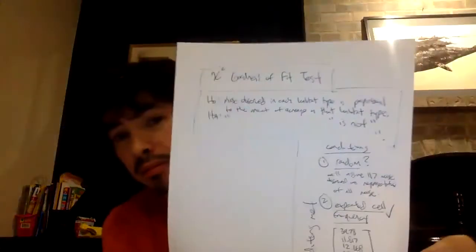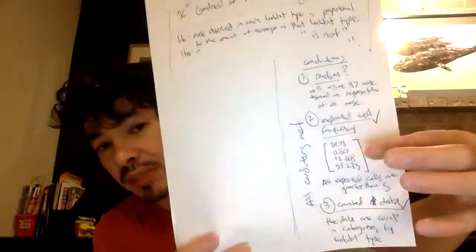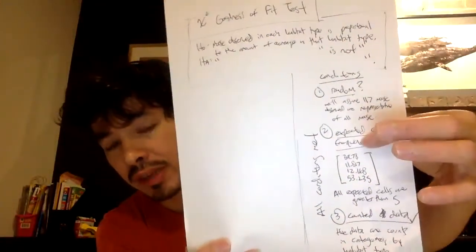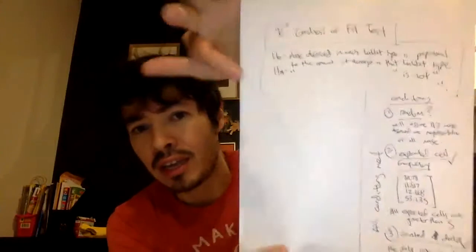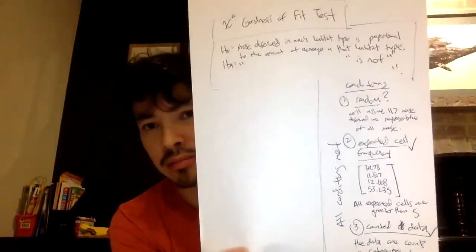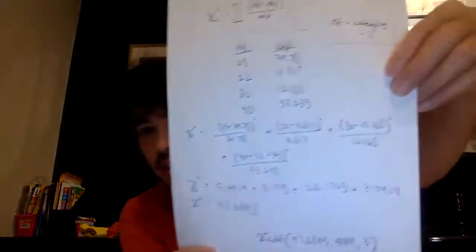Okay, so now I named it. I wrote my hypotheses. We checked our conditions: random, expected cell frequency, counted data. Now we're just going to do it on the calculator. If you don't want to do it all by hand, even though you could, you could just do it on the calculator. Here's how you do that.